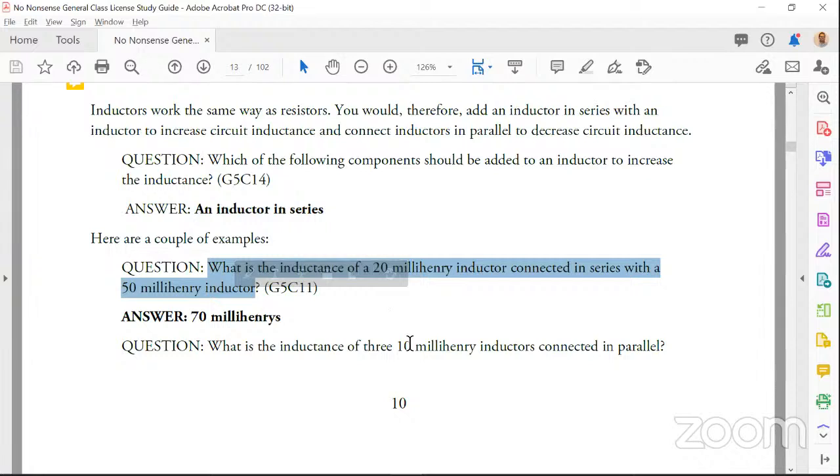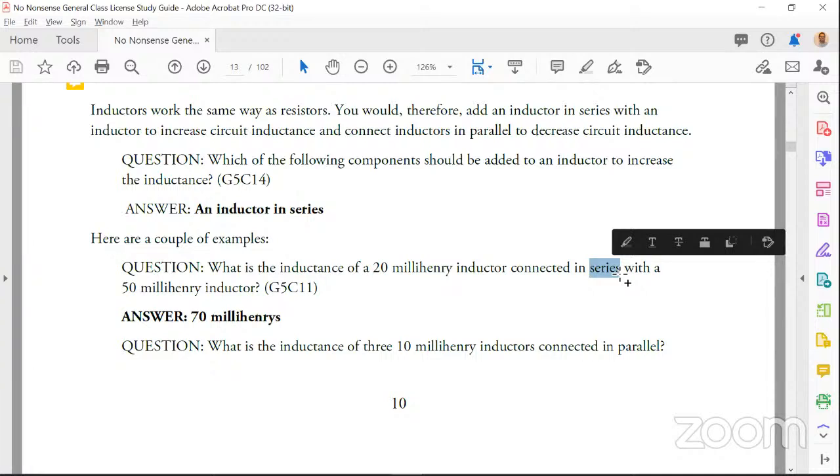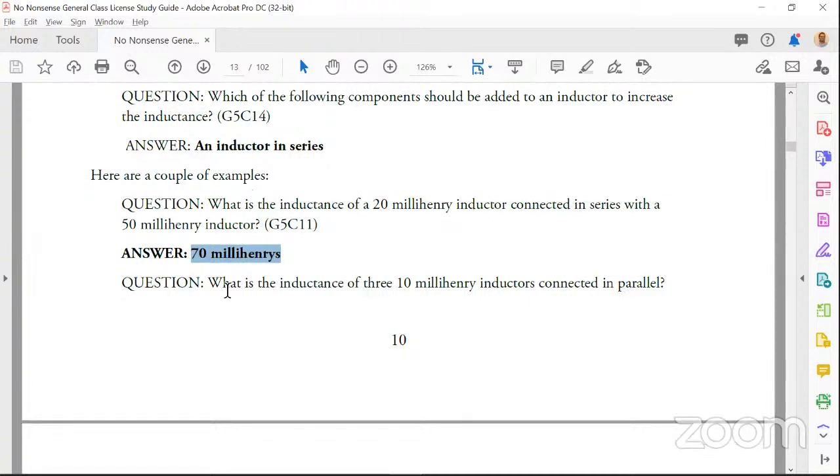What is the inductance of a 20 millihenry inductor connected in series with a 50 millihenry inductor? Dissecting that question, they're giving you two inductors. They're telling you one is 20 millihenry, the other is 50 millihenry. And they're asking, what is the overall inductance when you have them connected in series? As we learned in the last class, we simply add them up, and we end up with 70 millihenries. All of these were done as worked examples in the last session. So if you want details or missed the class, just have a review of the last one, where we go into step-by-step details.